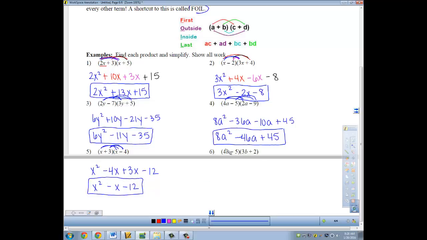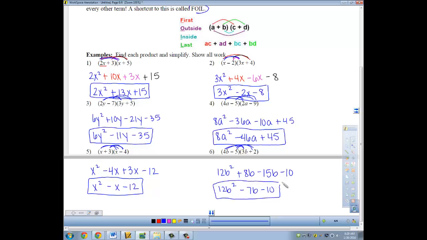Okay, last one. 4b times 3b is 12b squared. 4b times 2 is 8b. Negative 5 times 3b is negative 15b. And negative 5 times 2 is negative 10. Combine your like terms, 12b squared. 8b minus 15b is negative 7b, and then minus 10.